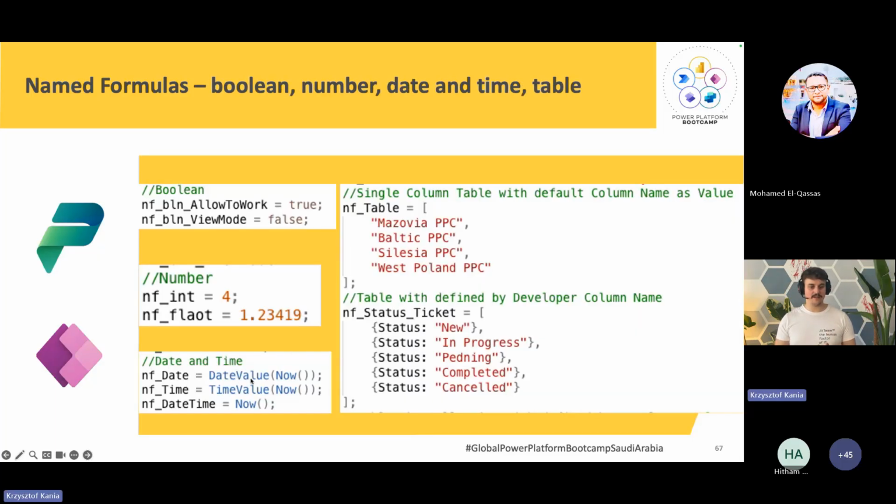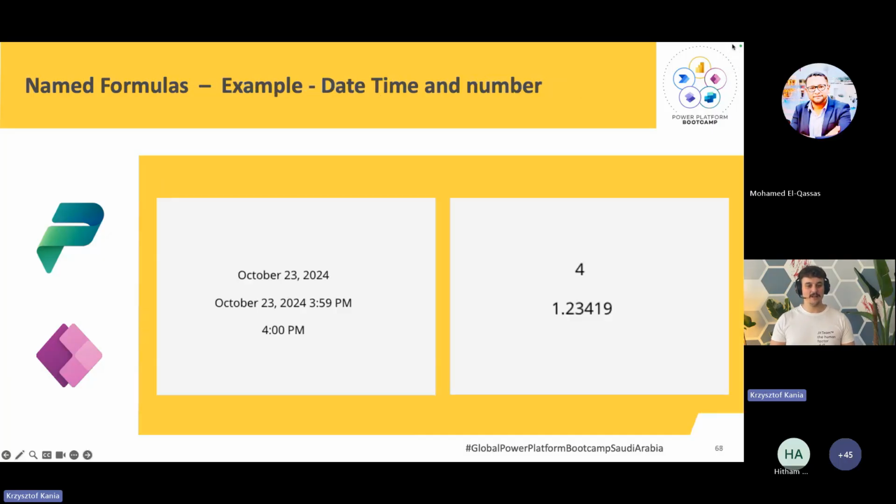So we got DateTimeValue of Now, and then we have TimeValue of Now, and then the whole definition of just date and time. Look, I created a named formula at the same time, and then added a label to the screen one minute later. So I've added a new label one minute later.